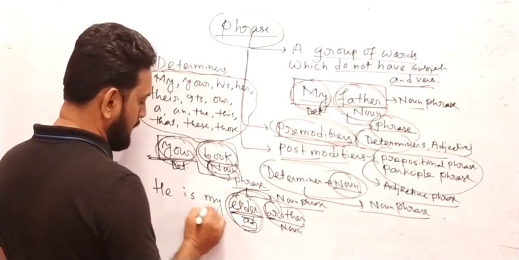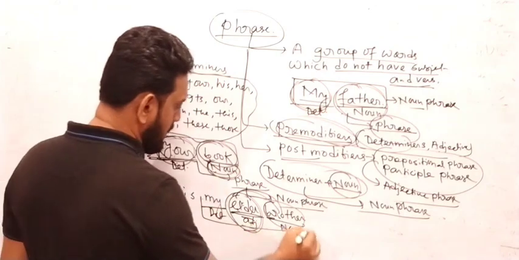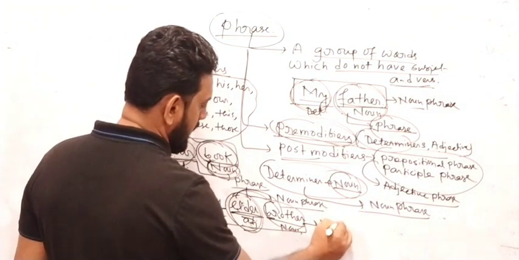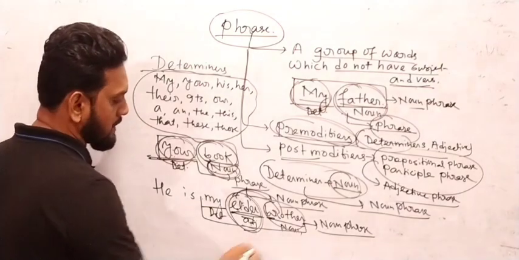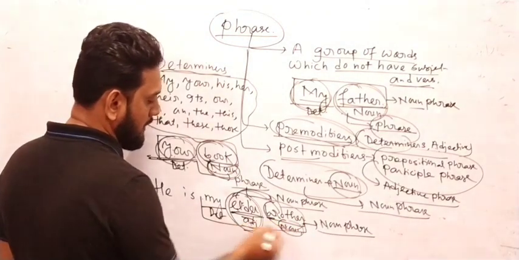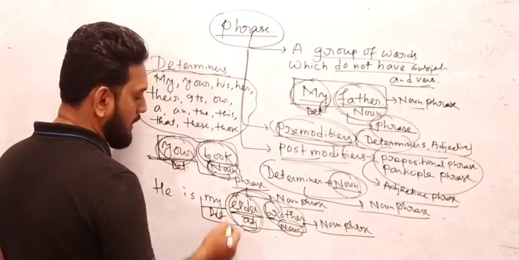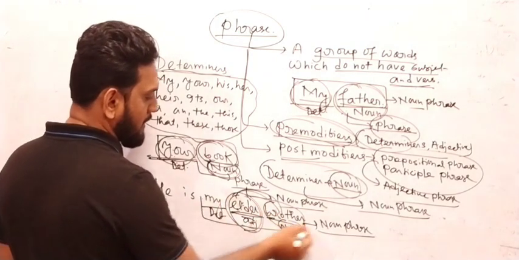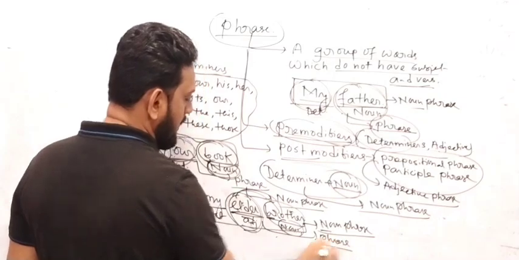Also, my is a determiner over here. He is my elder brother. From my to brother is a noun phrase. And why do we call it a noun phrase? Because the last word of this phrase is a noun, and because of this reason we can call it a noun phrase. From my to brother is a phrase.